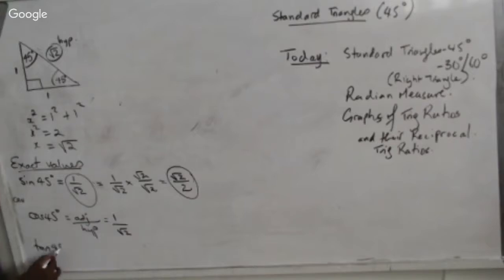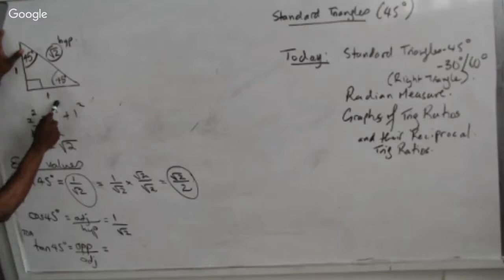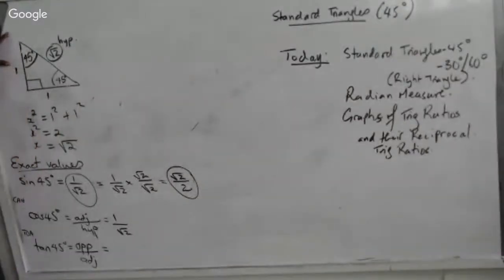Tangent of 45 degrees is equal to, we use TOA, opposite upon adjacent. What's the opposite side to a 45? I can put my hand on this 45. Opposite is 1, upon adjacent, which is 1. 1 upon 1. If I put mine on this 45, it doesn't matter. Opposite, 1. Adjacent is 1. It doesn't matter which one of the 45s you use to evaluate sine, cosine, and tangent in the 45-degree standard triangle. Right?